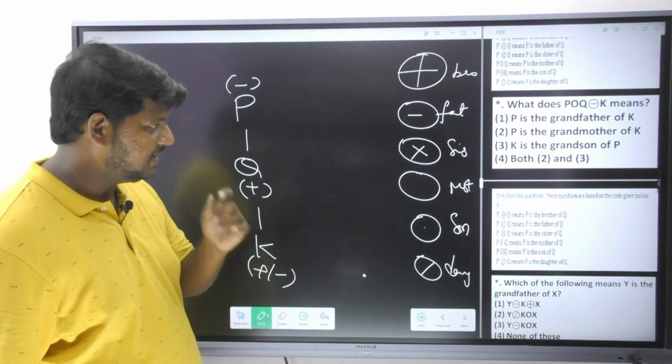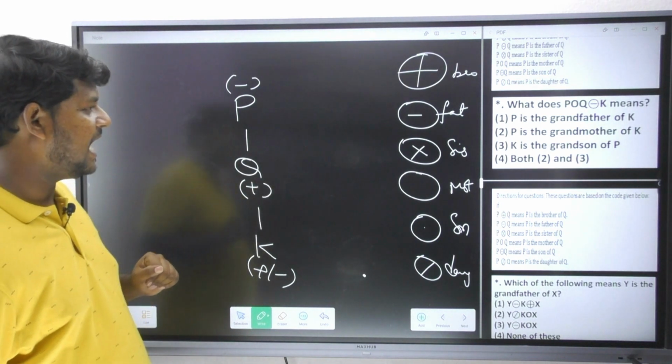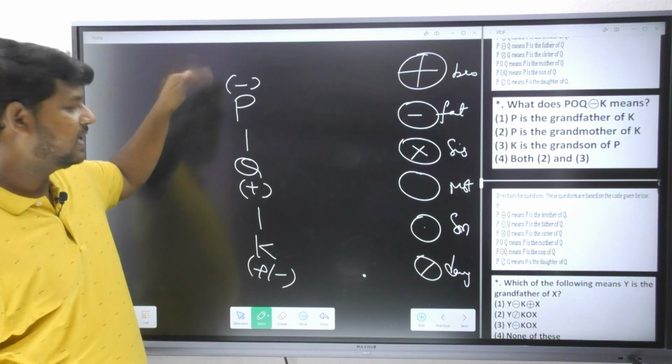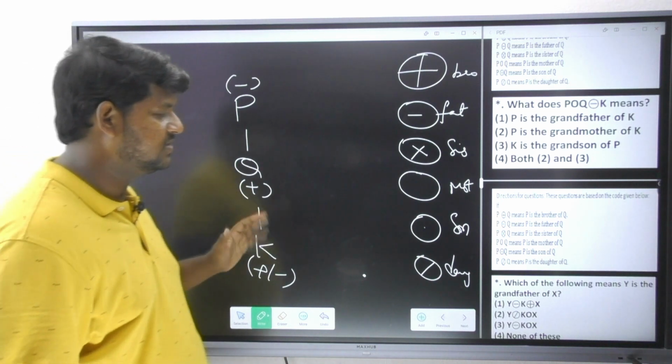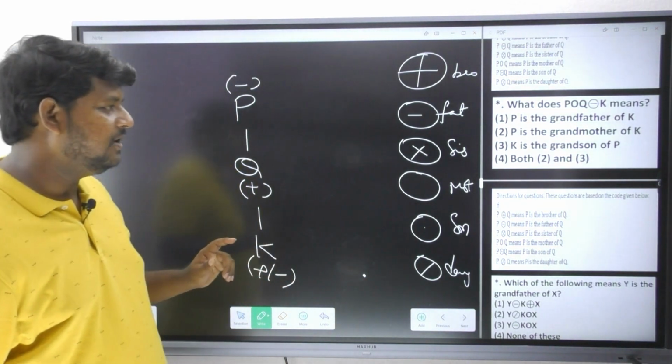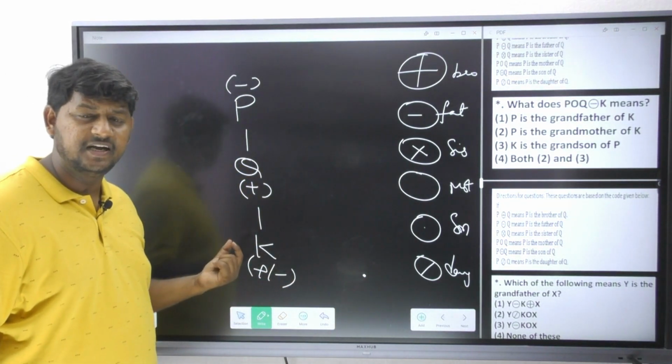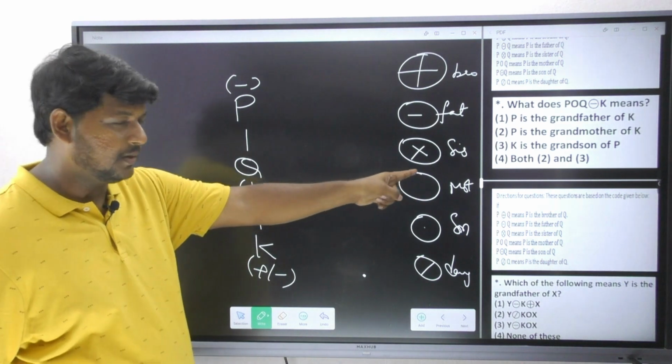Let's go with the first one. P is the grandfather of K. No, K's grandmother is P. So first is gone. P is the grandmother of K. Yes, definitely correct. But I cannot take that option because observe the fourth option.